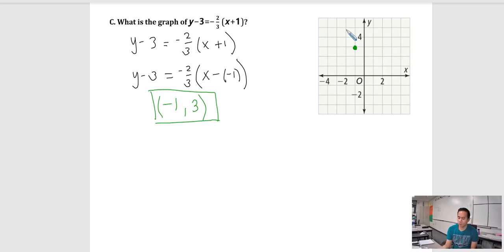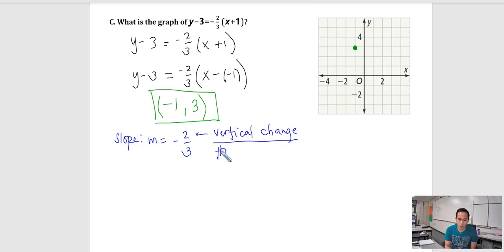Next is step 2. We have to identify your slope. The slope here is the given m, which is equal to -2/3. The 2 here is your vertical change, and the 3 is your horizontal change.